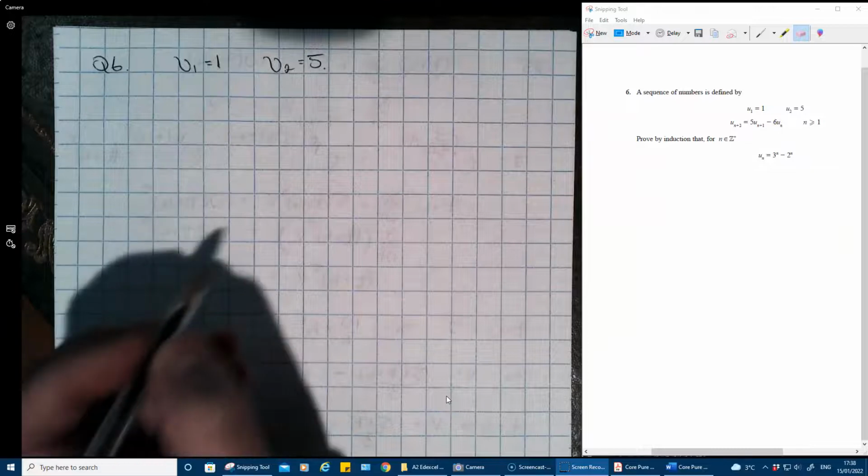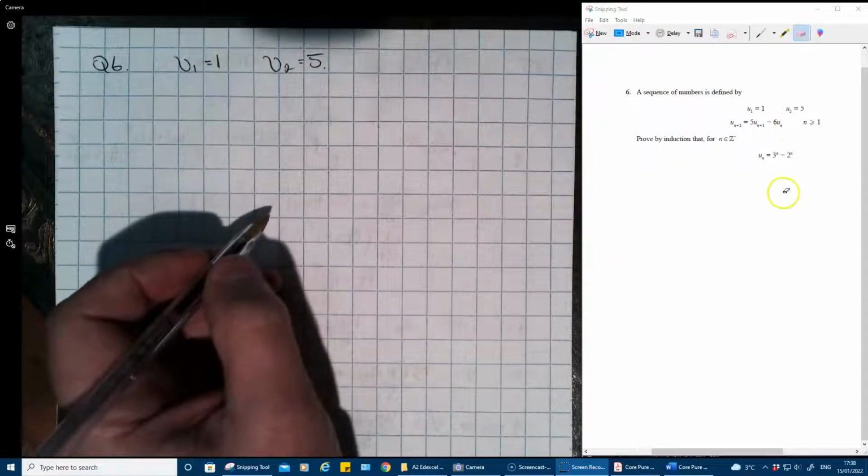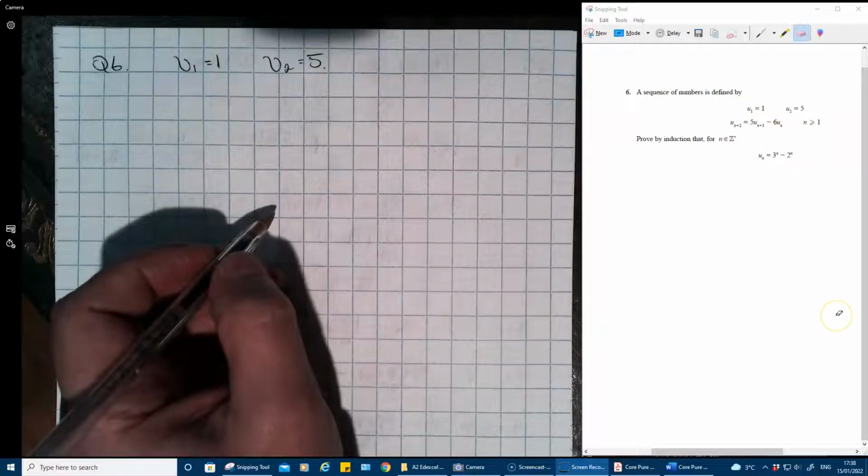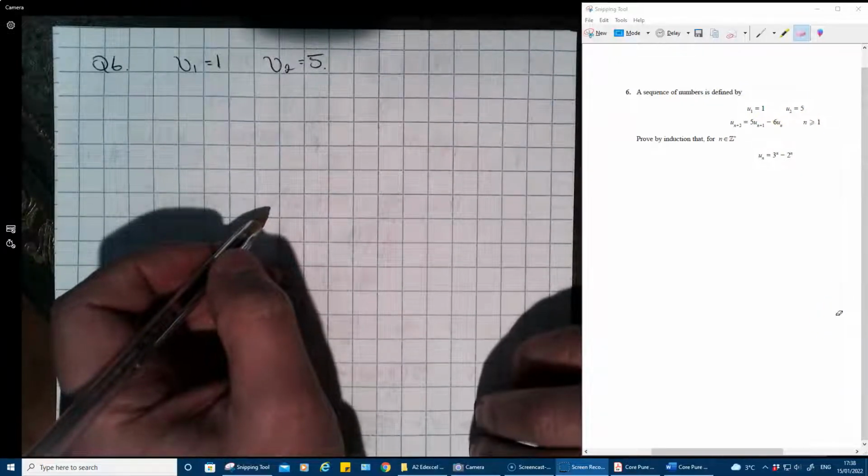Okay, here we have a proof by induction, but we're trying to prove something related to three things: n plus 2, n plus 1, and n. So we need our first two initial values, which we've got here, which is fine. So we need to check.